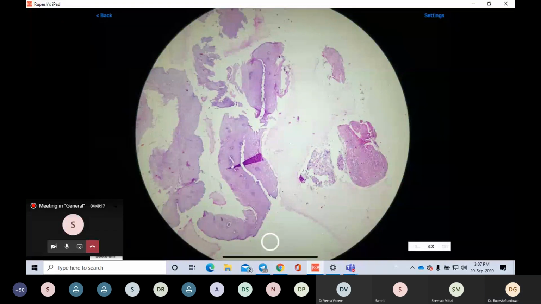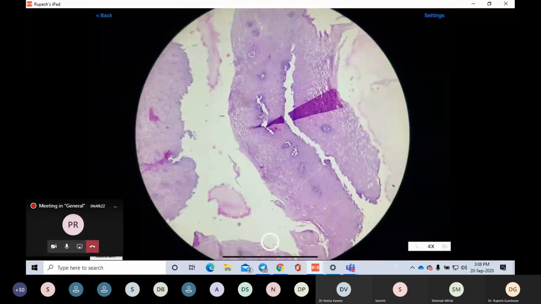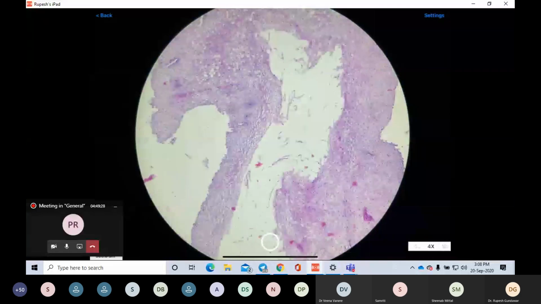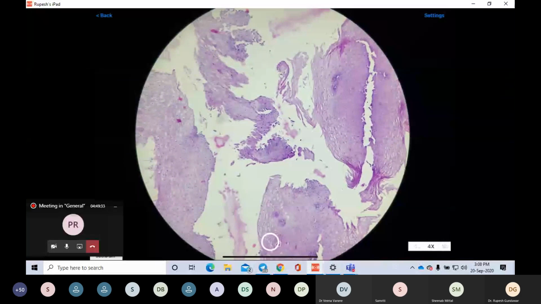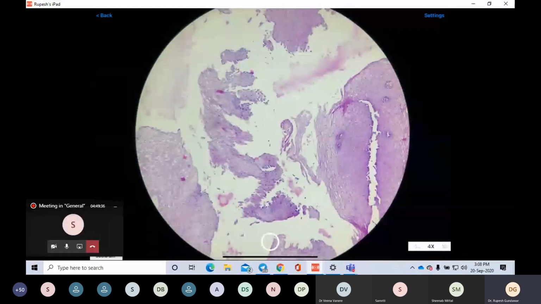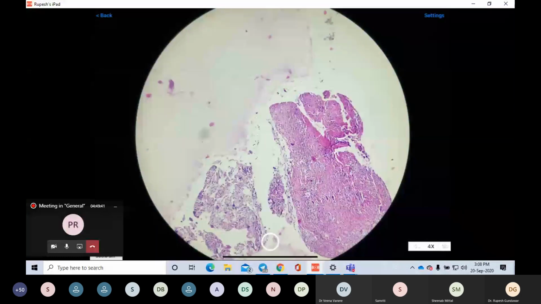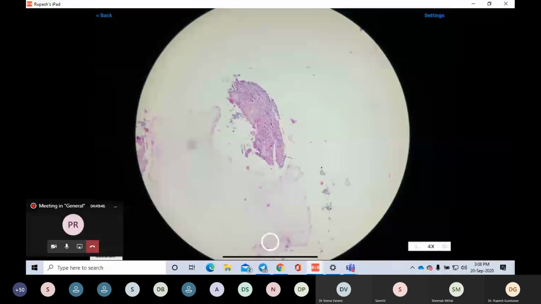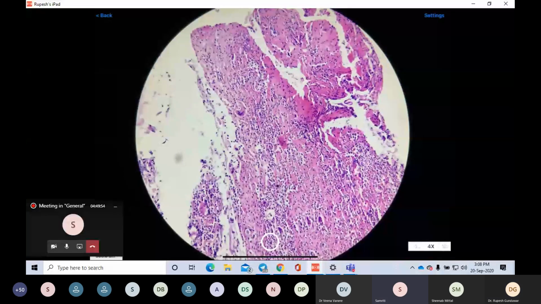Anyone? So discussion is always good rather than I am just showing all the findings. Any peculiar finding you are getting through this biopsy? Sir, some fibrinosuppurative exudate is there.